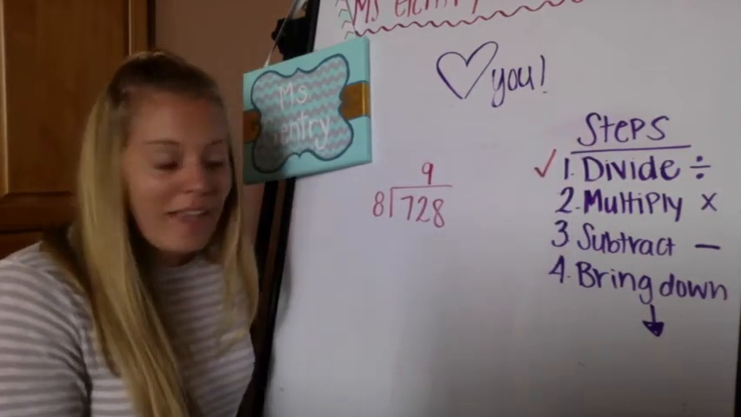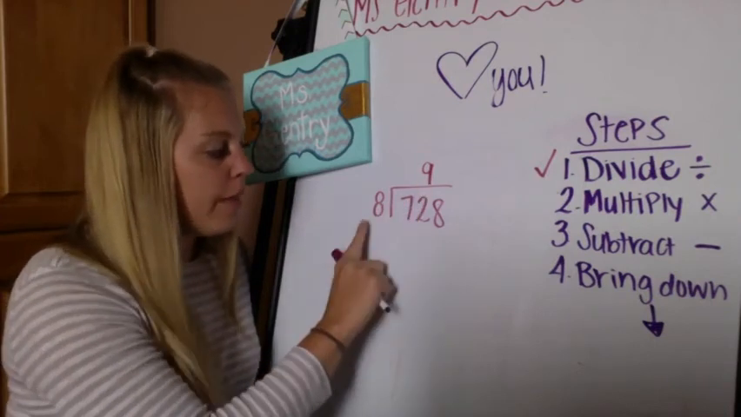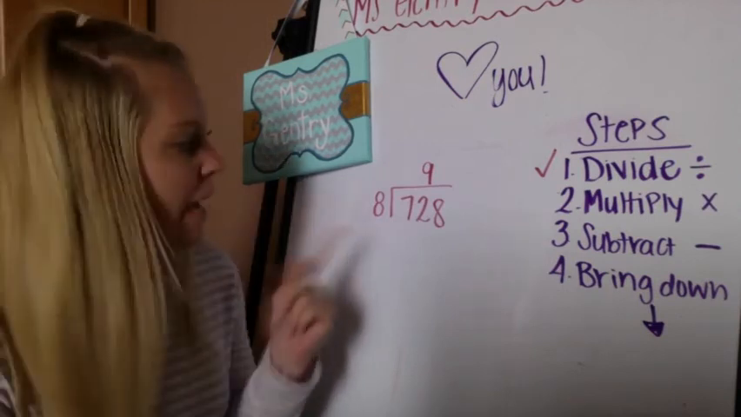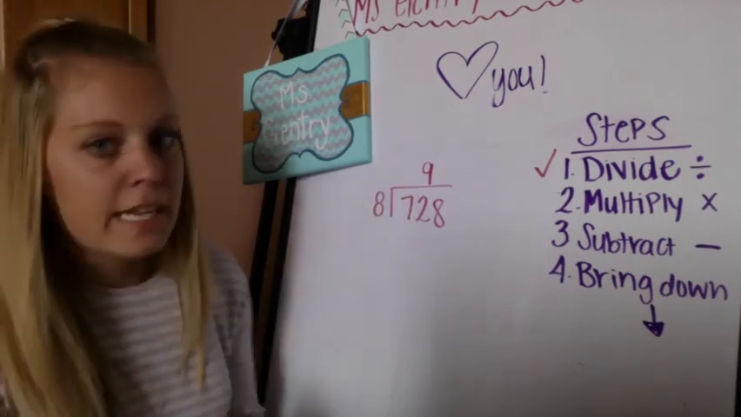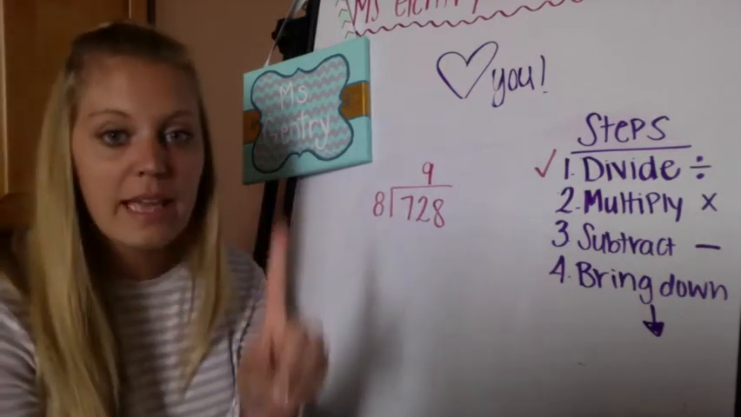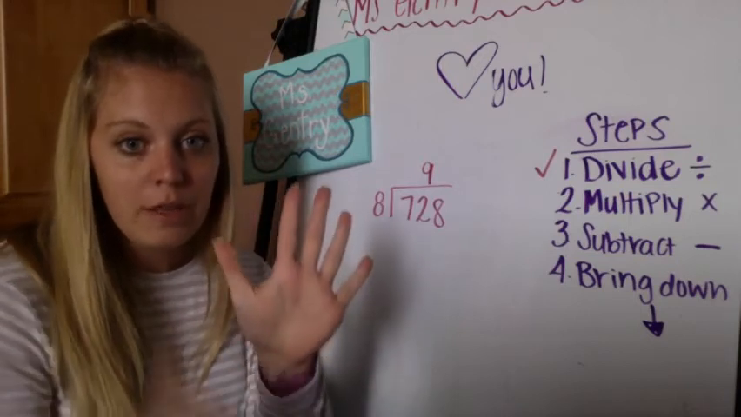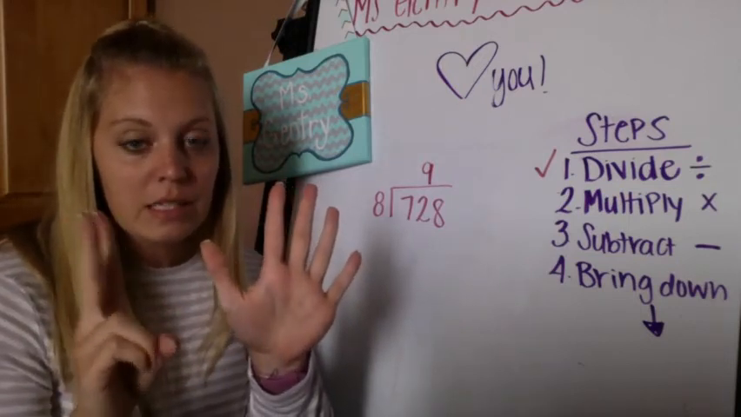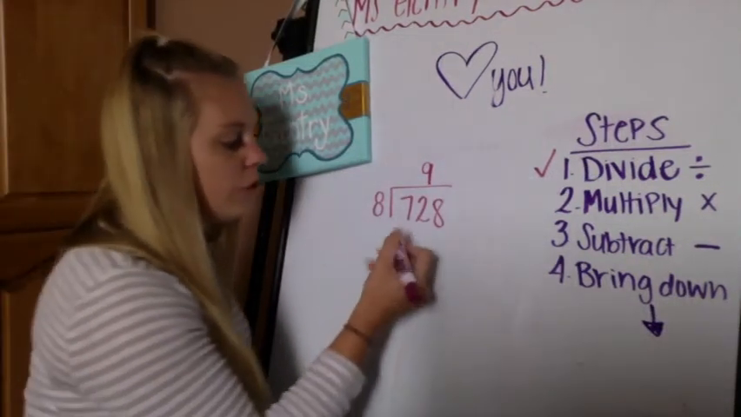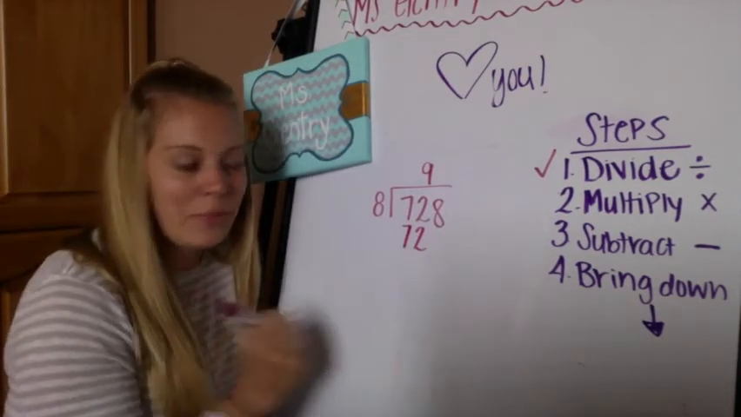We divided. Okay, the next step is to multiply. So the 9 that we wrote up top, we're going to multiply that times 8. 9 times 8. I forget. Do you remember? Let's count. We can either count by 8s or 9s, but since we just counted by 8s, let's do that again. We're going to count 9 times. 8, 16, 24, 32, 40, 48, 56, 64, 72. 9 times 8 is 72. We're going to write that below. And step 2 is complete.